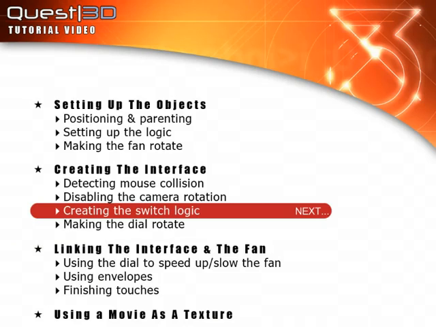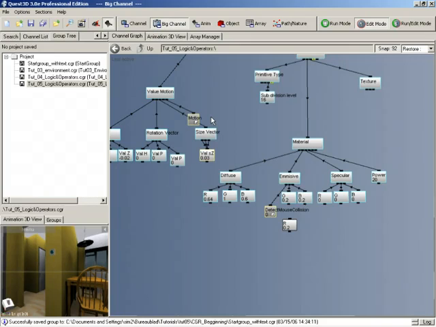We'll now look at creating the switch logic. So we've already got the dial to illuminate red when the user puts their cursor over it, but what we want to happen next is that when they hold their left mouse button down and then move the mouse up and down, the dial should actually rotate, and as soon as they release their mouse button, the switch is deactivated and the rotation of the dial will be locked.